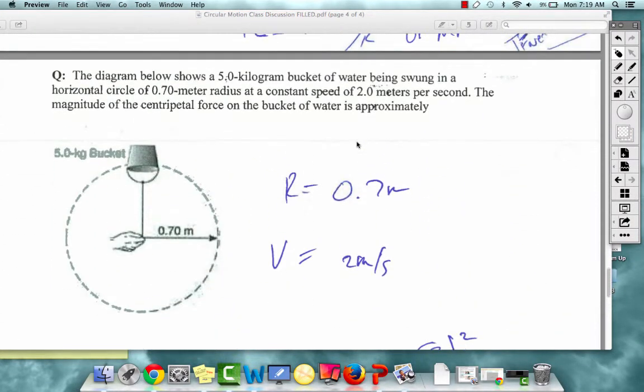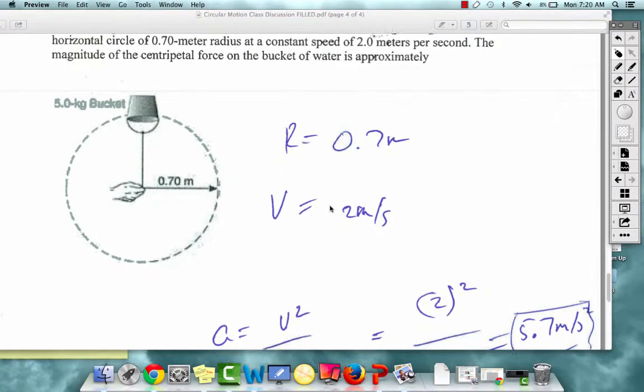Last problem. The diagram below shows a 5 kilogram bucket of water being swung in a horizontal circle of 0.7 meter radius at a constant speed of 2 meters per second. The magnitude of the centripetal force on the bucket of water is approximately what? Well, here we have this bucket being spun around in a circle, and we know some things. They tell us that the radius is 0.7 meters and the velocity is 2 meters per second. I just write that stuff down because I kind of like to do that.